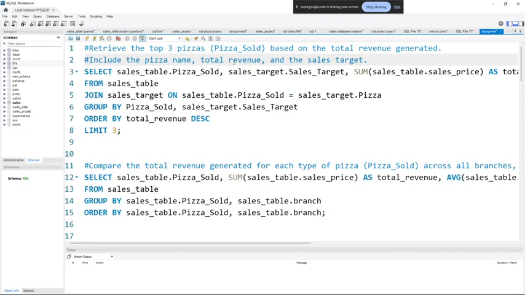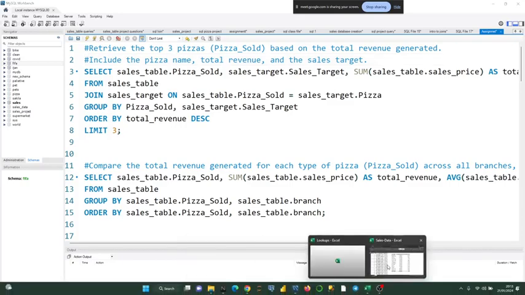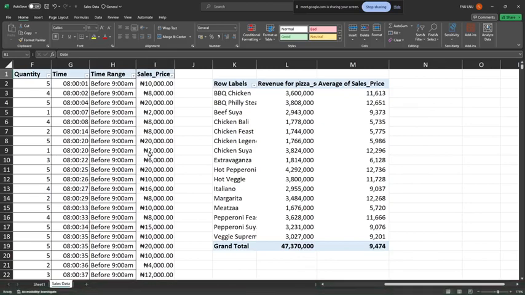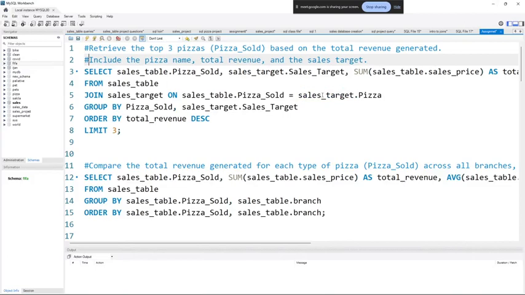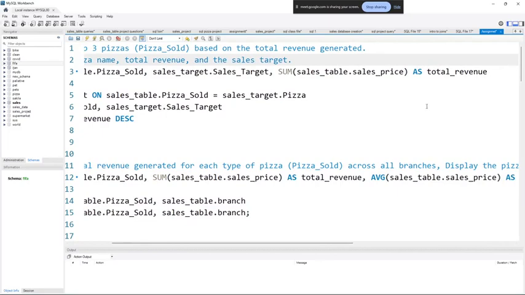Another thing they need is the total revenue. How do I get the total revenue? I'm going to sum up all the revenue on my sales price. So how do I do that? Look at it. Sum of, on my sales table, I want you to sum the sales price column, and you name it as total revenue.